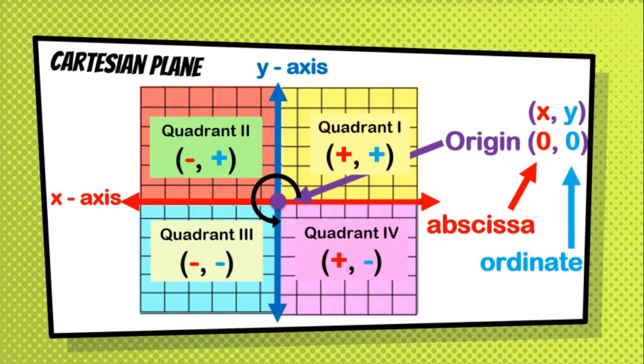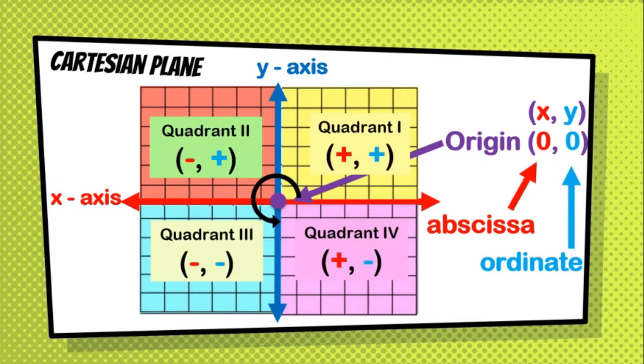Remember, class, that in the alphabet, x always comes before y. You must run on your left or right before going up or down. If you are going up and to the right, the integers are positive. And if you are going down and to the left, the integers are negative.